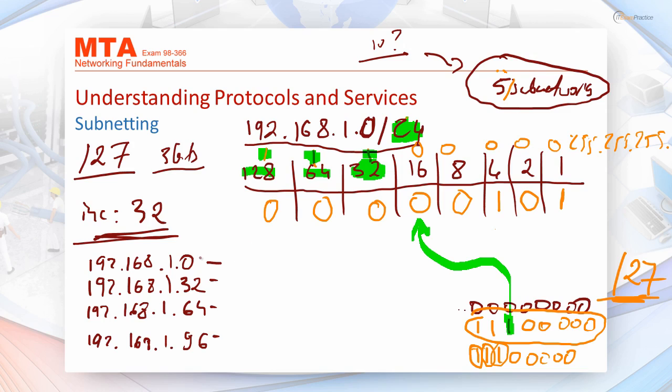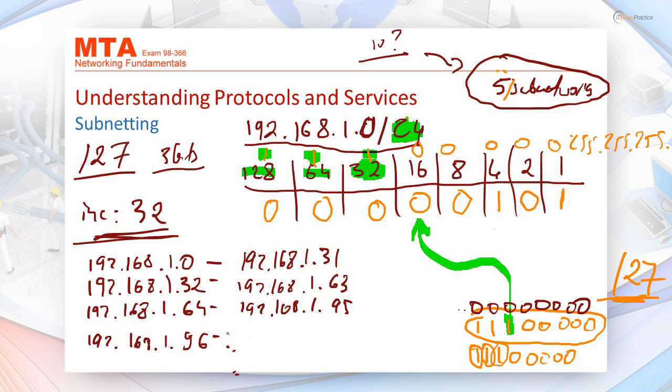Most people say it. Okay, so now what is the last IP address in each range? 192.168.1. What is the last IP address before we go to 32? It's not a tricky question. 31. Then 192.168.1.95, and so on. We're done when we get to 255 or above. You're done.